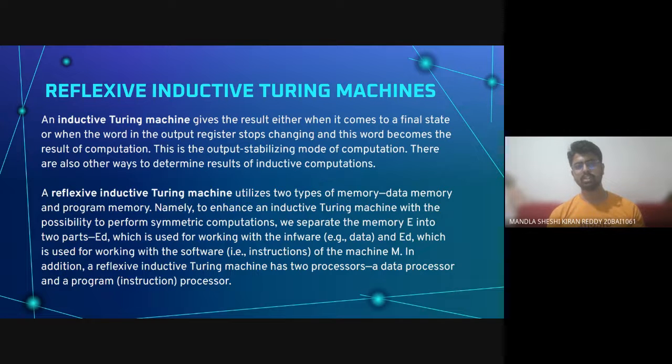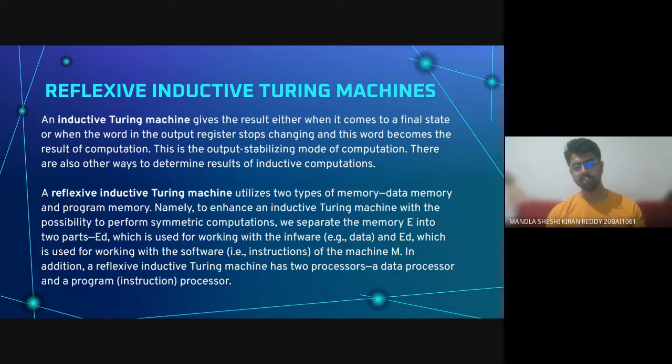The E is called the memory and the H is called the head. We separate the memory E into two parts. The first part is the data process or the information process, which is the ED, which is the infware, and the second part is the software. So for a particular machine M, we separate the memory E into two parts: ED, the infware, the information processed, and the software, the programs processed.